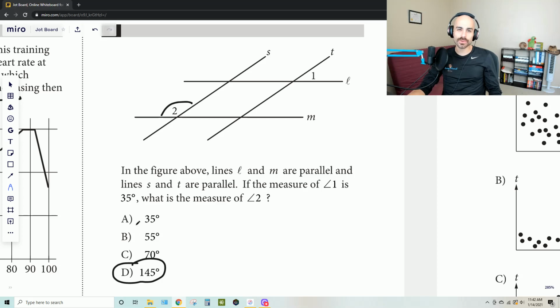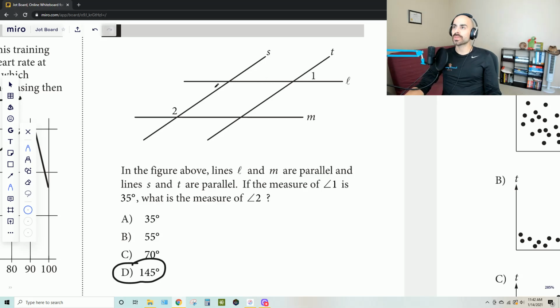So maybe you don't feel comfortable with that. You want to go about this in the way that your geometry teacher would be proud of. I'm right there with you. I love that. And what they're really testing us on here is our ability to remember corresponding and supplementary angles.